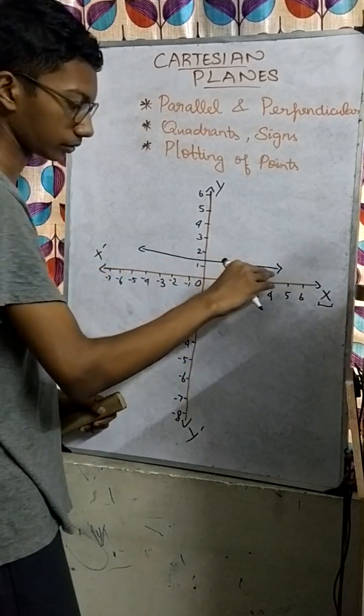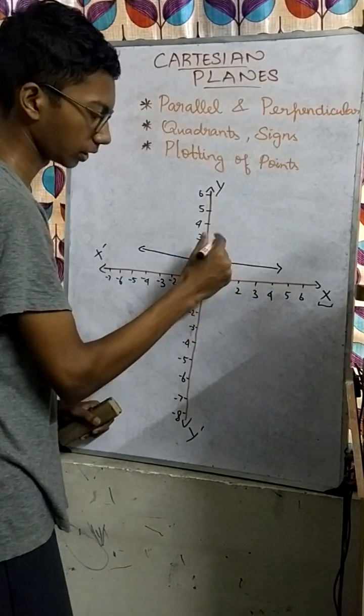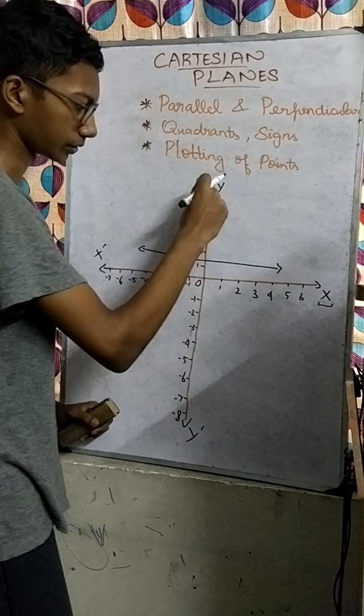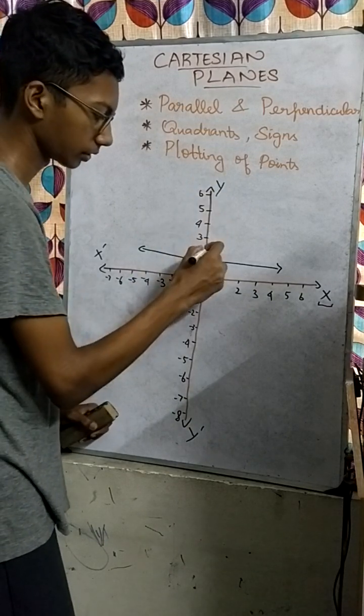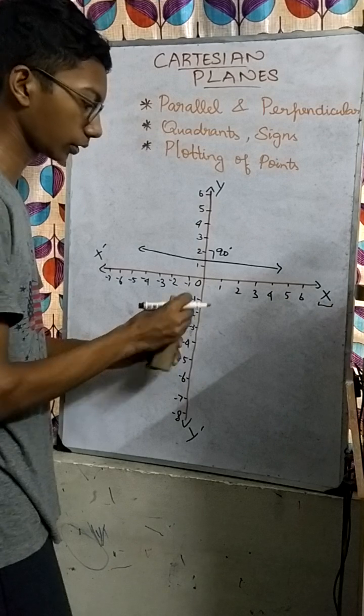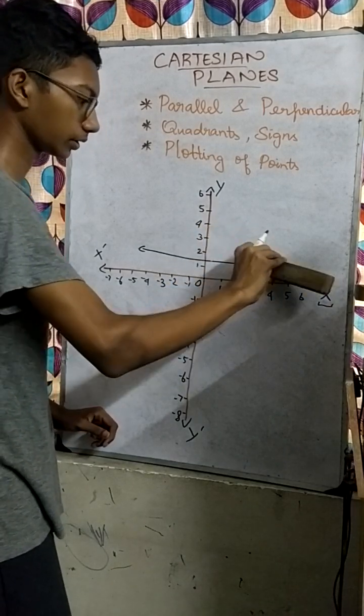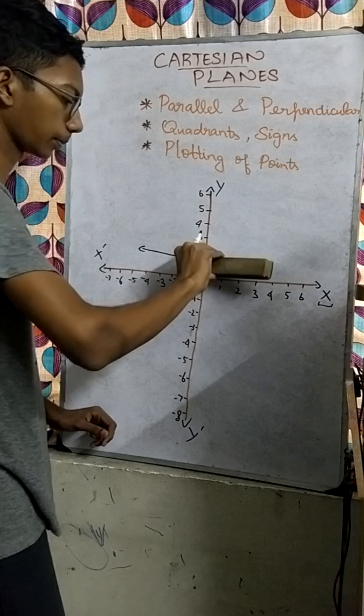And this line is perpendicular to the y-axis because the angle between these two lines, the y-axis and this, is 90 degrees. So these two lines are perpendicular. So that is the thing with parallel and perpendicular.